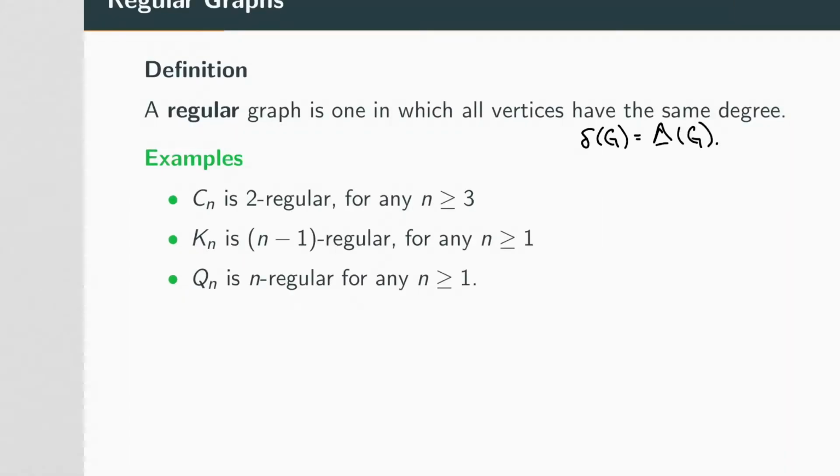So some examples of regular graphs: cycles, every vertex has degree 2, so we would say a cycle is 2 regular. Complete graph of order n, every vertex has degree n minus 1, so it's n minus 1 regular. And our hypercubes of dimension n are also n regular. So we've already seen a number of regular graphs in the classes of graphs that we've looked at.